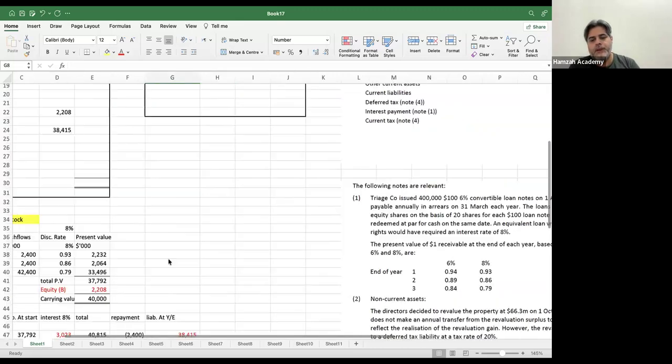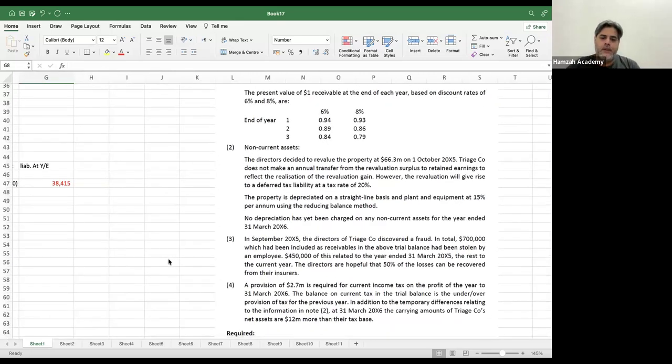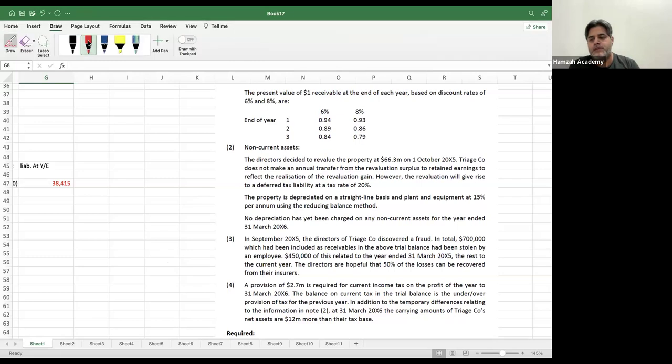Okay. Now, second point, non-current assets. The directors decided to revalue the property at 66.3 million on 1st October 20x5. The company does not make an annual transfer from the revaluation surplus to the retained earnings to reflect the realization of the revaluation gain. However, the revaluation will give rise to the deferred tax liability of 20%. Okay. So we have decided to revalue the property on 1st October 20x5.